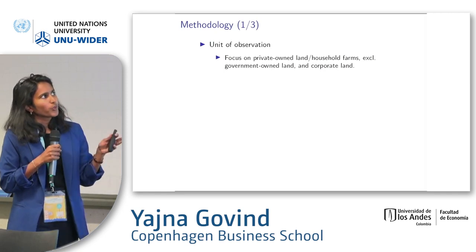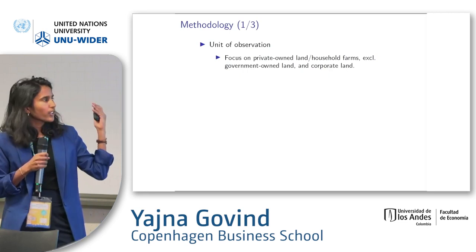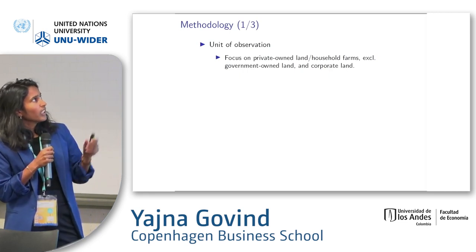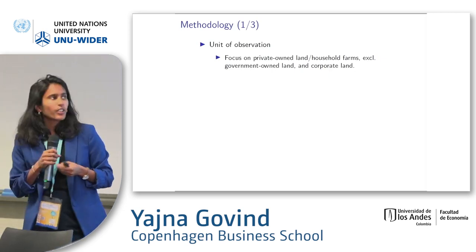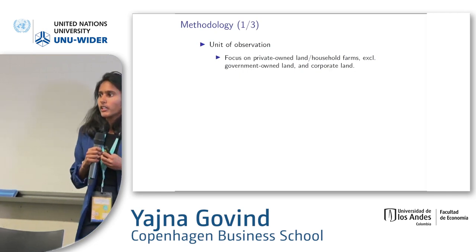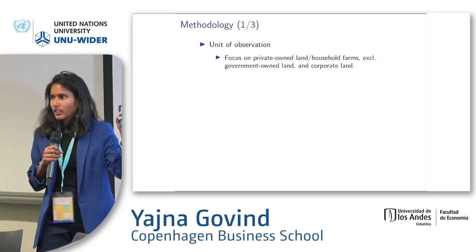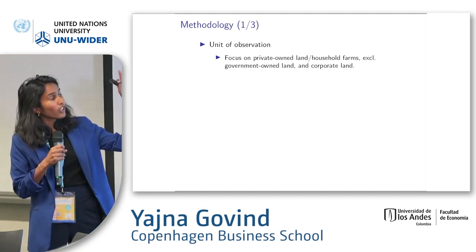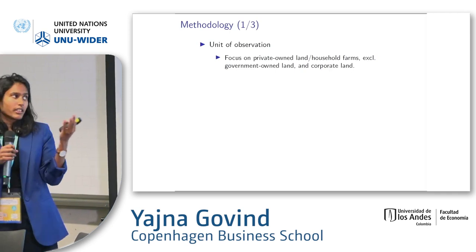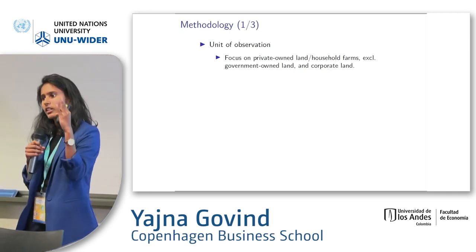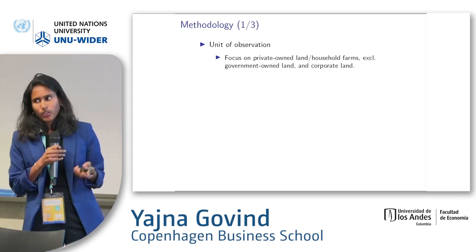The unit of observation, I just want to take a second to detail a few notes of caution that we have to keep at the back of our minds when interpreting the results. The unit of observation here is going to be focusing on private-owned lands or household farms. This is going to exclude governmental-owned land, so communal land, if you want to think about it that way, or corporate land. So that's a limitation, not being able to take into account government-owned land or corporate land. But on the other hand, the nice advantage of using the surveys is that we know what we're consistently measuring: household farms across countries and over time.